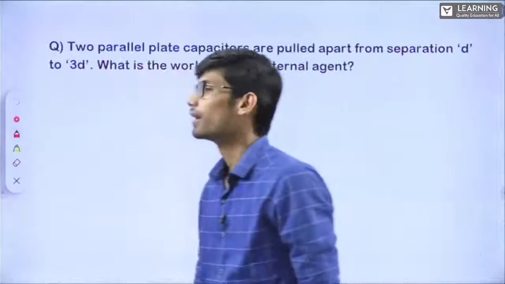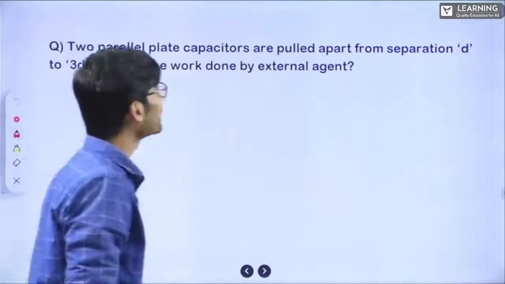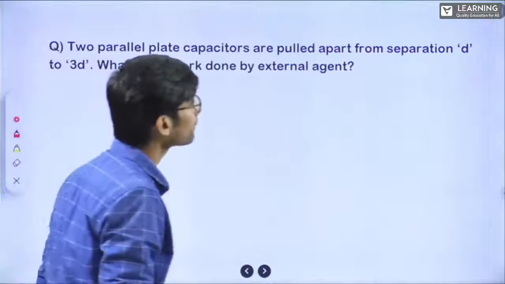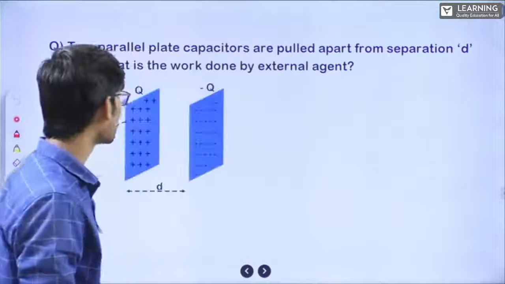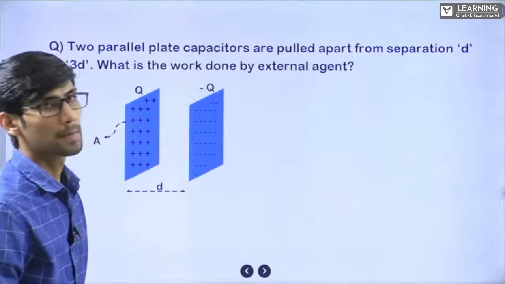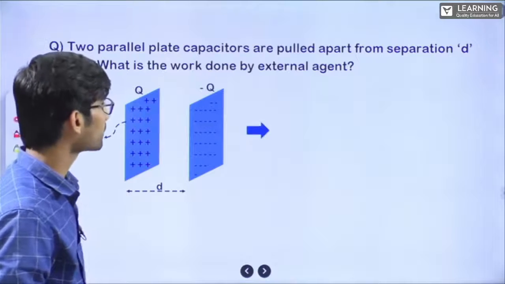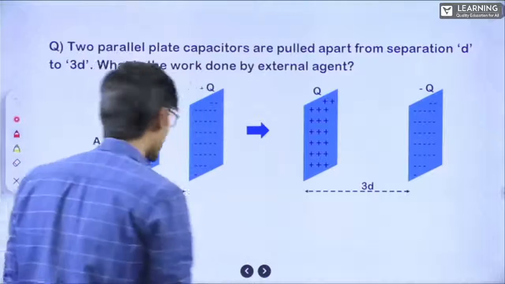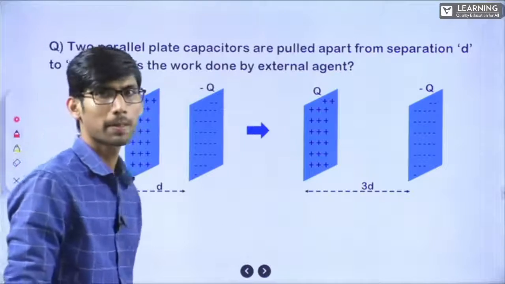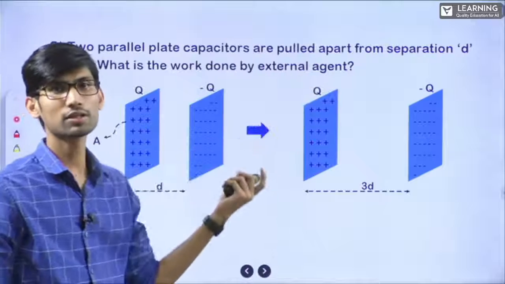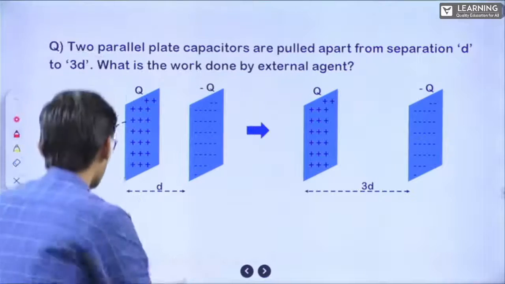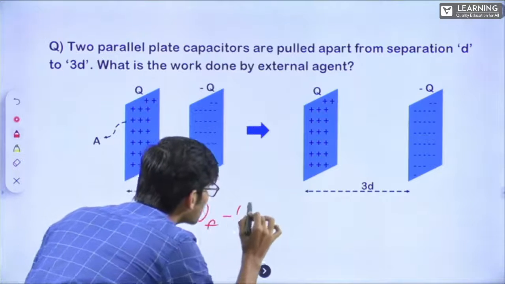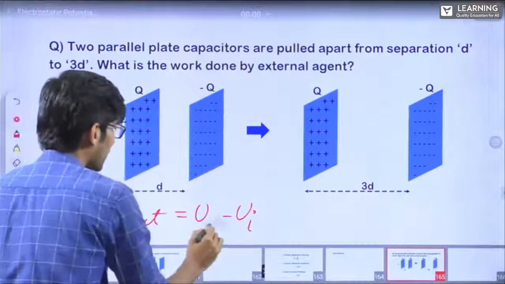Next, let's see a question. Two parallel plate capacitors are pulled apart from separation D to 3D. What is the work done by external agent? So two parallel plates were kept at separation D. Then by external agent it has been moved to separation 3D. How much is work done by external agent? There are two ways of doing this question. One way, by the energy: work done is equal to change in energy, correct? Work done by external agent is equal to delta U, that is U final minus U initial. If I find this, I'll get the work done by external agent, correct?